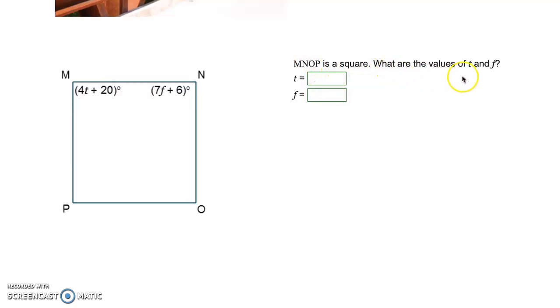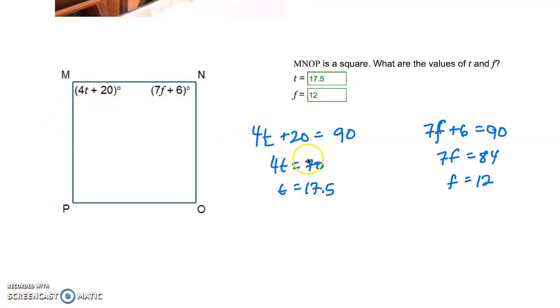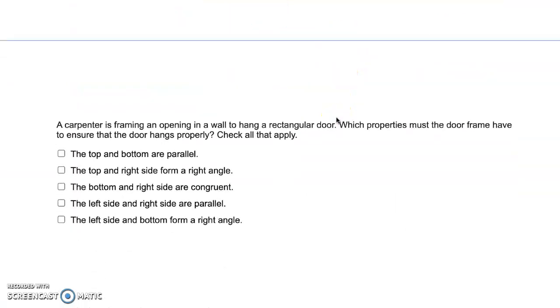So if this is a square, what are the values of t and f? Well, what do we know about all these angles in a square? They're 90 degrees, right? So we're just going to have to set up 4t plus 20 is equal to 90, and 7f plus 6 is equal to 90. So pause the video and see if you can solve for those. All right, once we solve, we get 17.5 for t and 12 for f.